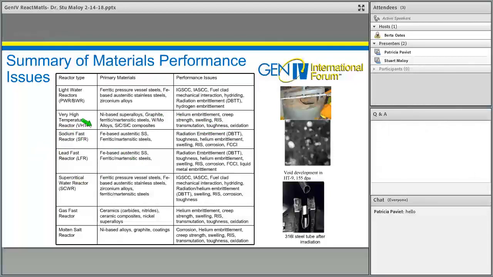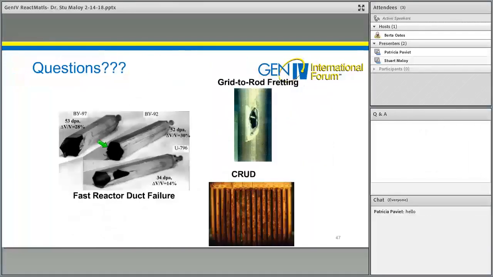And summarizing the issues for the sodium fast reactor compared to the lead fast reactor, the issues are fairly similar, except the lead fast reactor has increased corrosion from the lead coolant. And all the way to the bottom, the molten salt reactor, typical issues are corrosion, of course, with the coolant, helium embrittlement at higher temperatures, creep strength at higher temperatures, radiation-induced segregation, transmutation, toughness, and oxidation. So it's all summarized here.